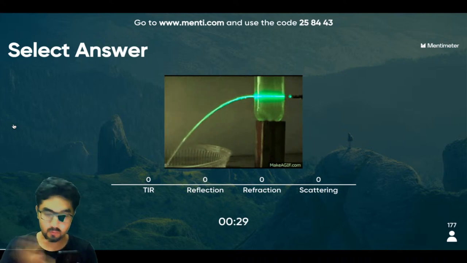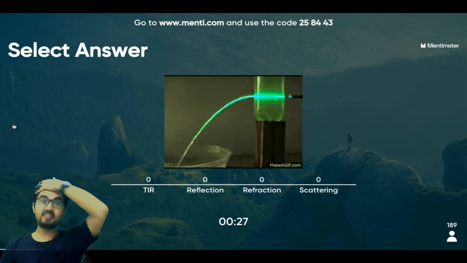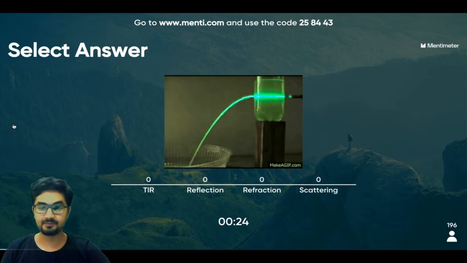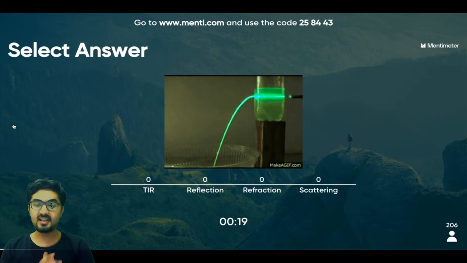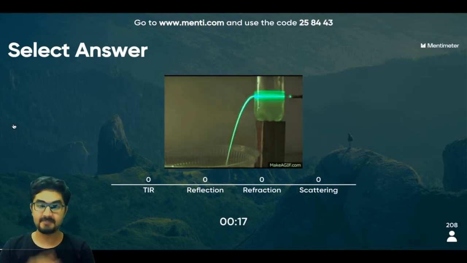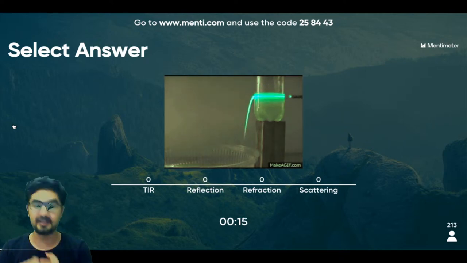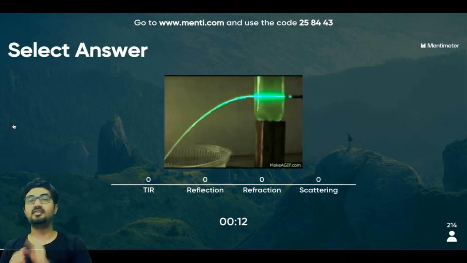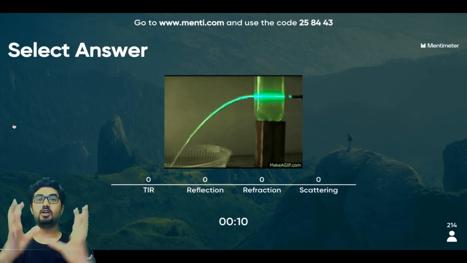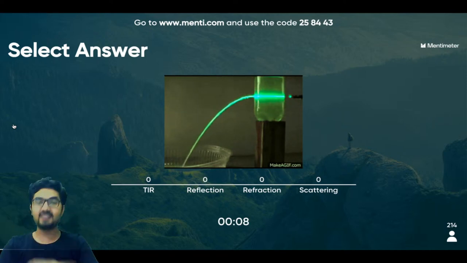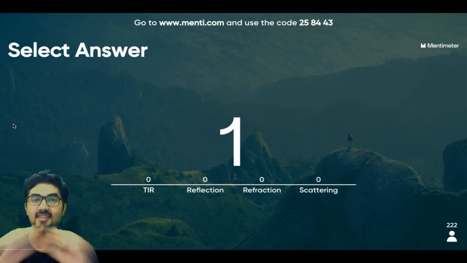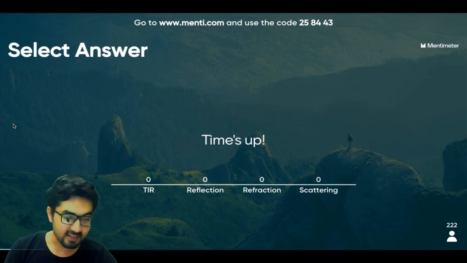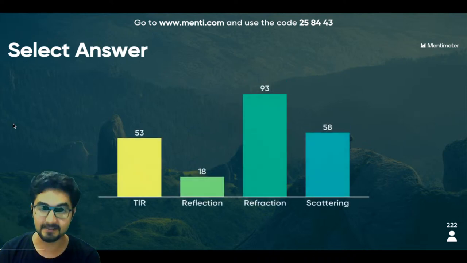Perfect. What does this represent? This particular GIF, what does this represent? Tell me. What does this particular GIF represent? TIR, reflection, refraction, or scattering? By the way, TIR means total internal reflection. So what does this particular GIF represent? So last 5 seconds left, guys. 6, 5, 4, 3, 2, 1, boom. So it's gonna be a very crisp quiz, but let's see.